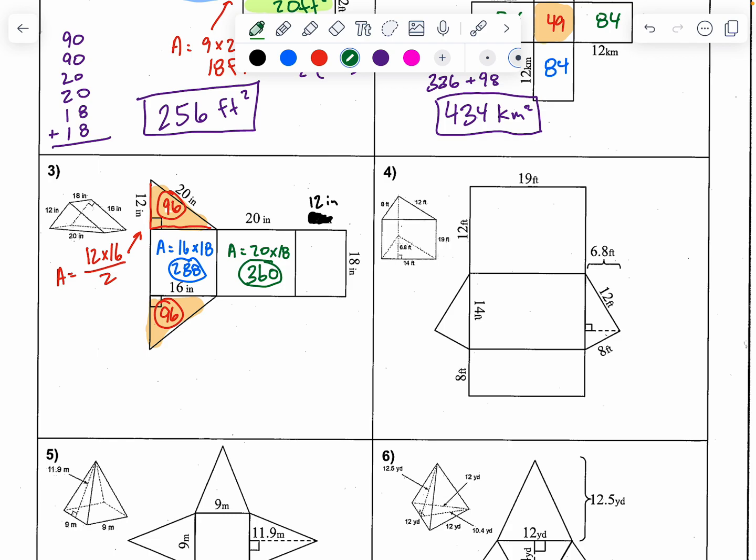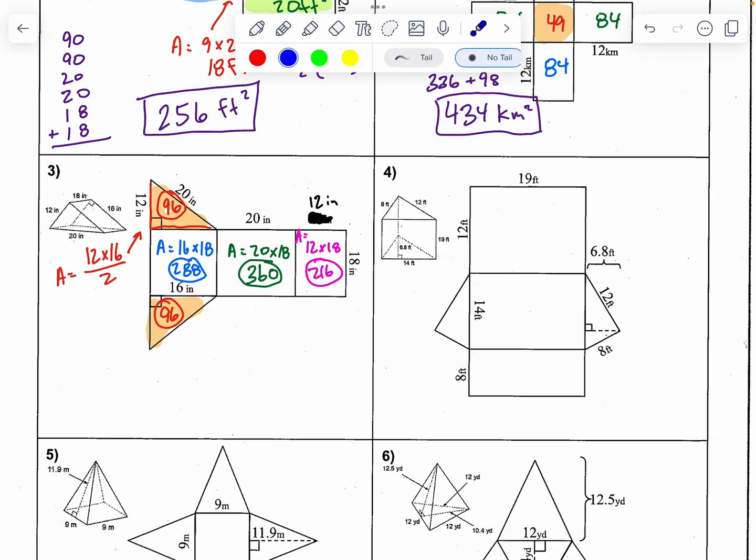And finally, my last one. It is 12 inches by 18 inches. 12 by 18, area equals. And I don't want to mess this one up. That's 216.